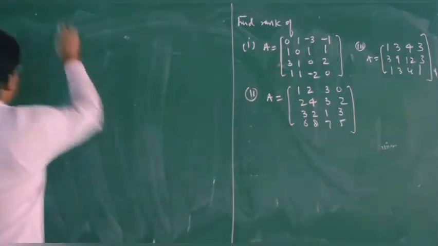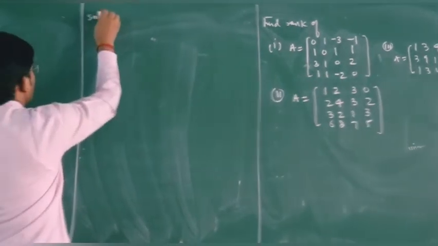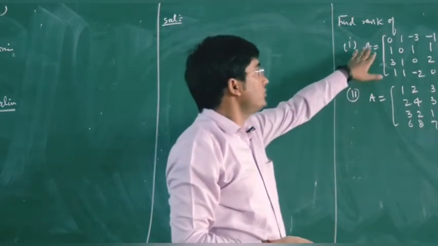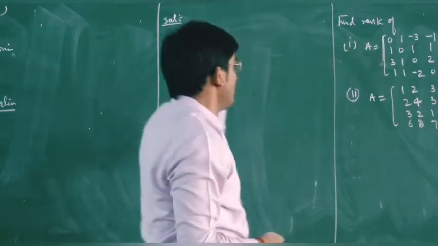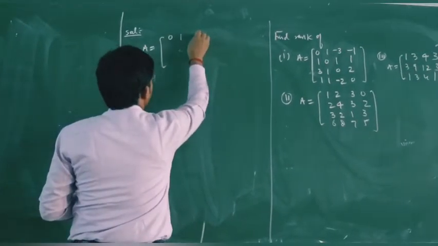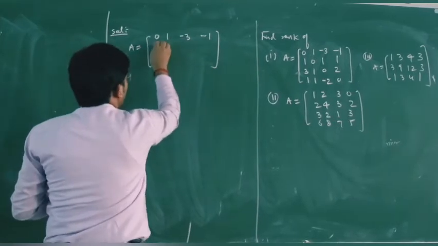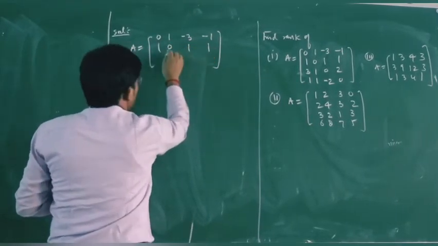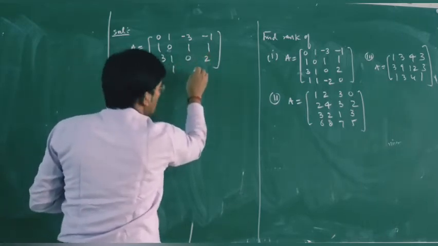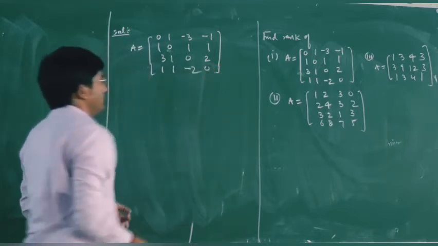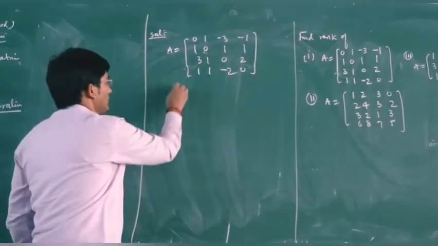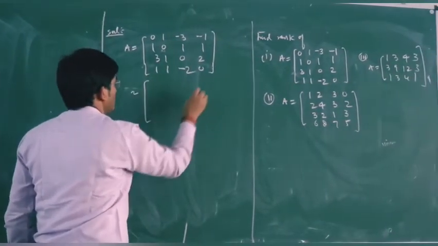Solution of the first part. As we have to find out the rank of the matrix, we will try to reduce this matrix to echelon form. So let us consider the matrix 0, 1, minus 3, minus 1, then 1, 0, 1, 1, 3, 1, 0, 2, and then 1, 1, minus 2, 0. In echelon form, the first element of the first row should be 1. So let us interchange the first row and second row.